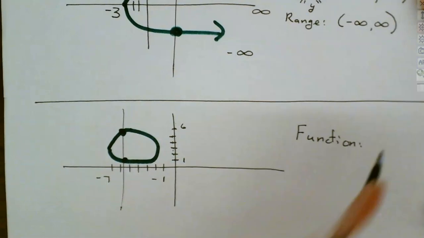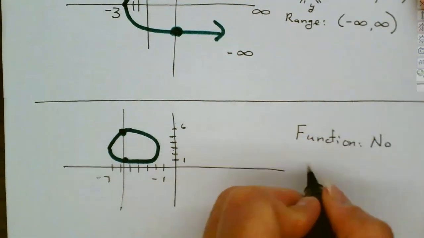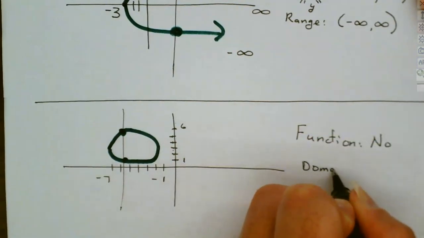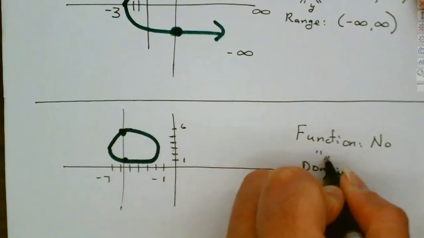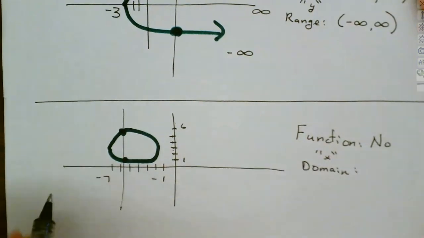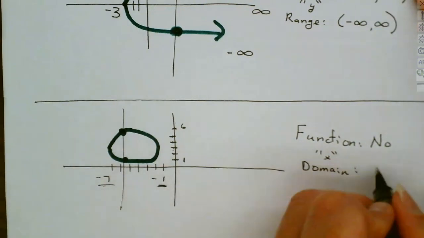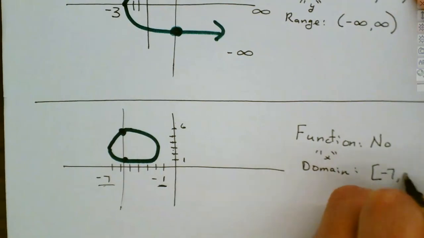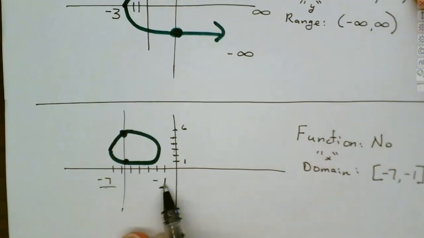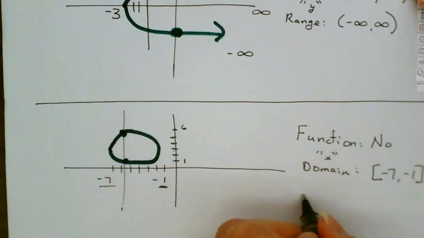What would the domain be? All right, domain, again, is the values of x. Yep, very good work. I put -1 there, but yeah, it would be -7 to -1, right? The x values. What about the range?